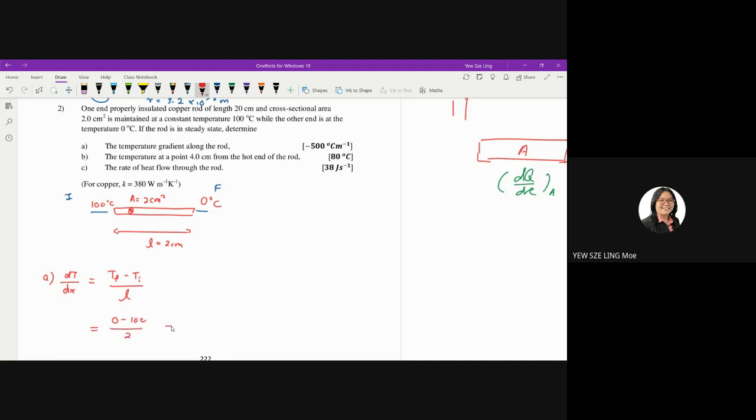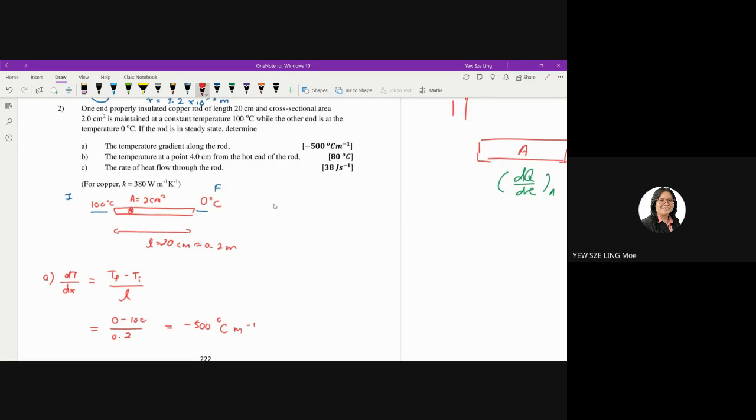So it then equals negative 500. Sorry, it's not 2, the length is 20 cm, not 2 cm, my bad. So 20 cm is 0.2 meters. So dT over dx is then equal to negative 500 degrees C m⁻¹. That is the answer for question A, the temperature gradient along the rod.